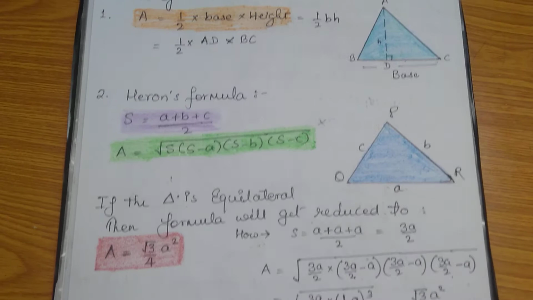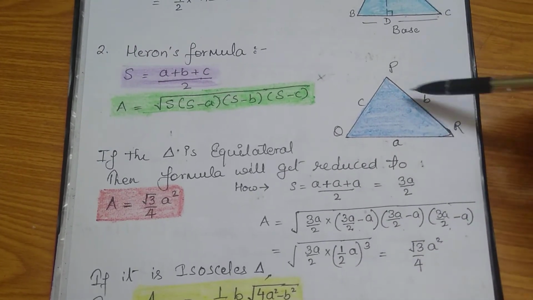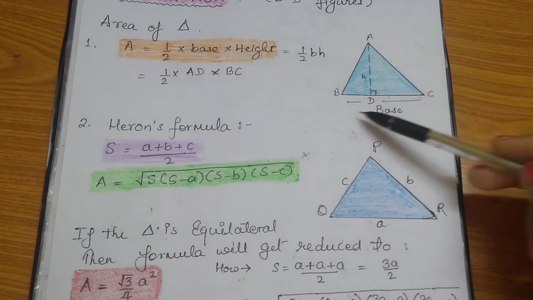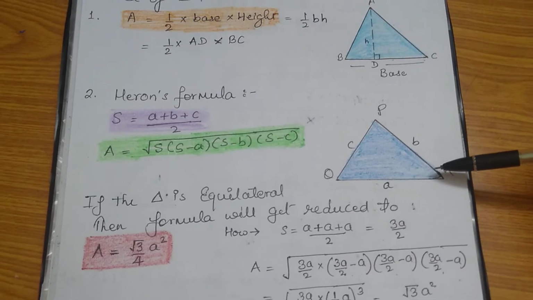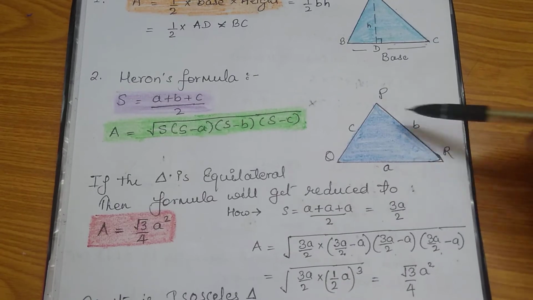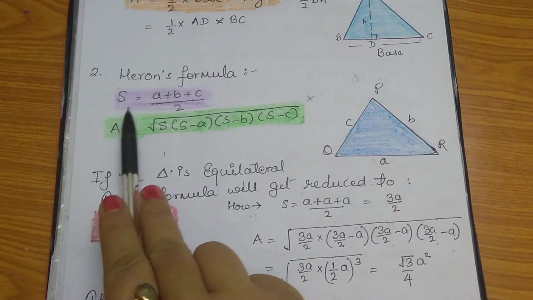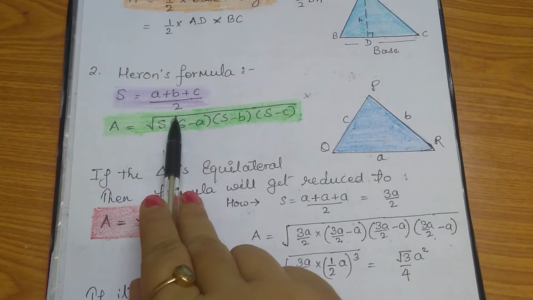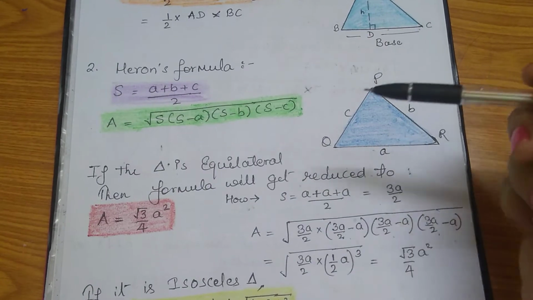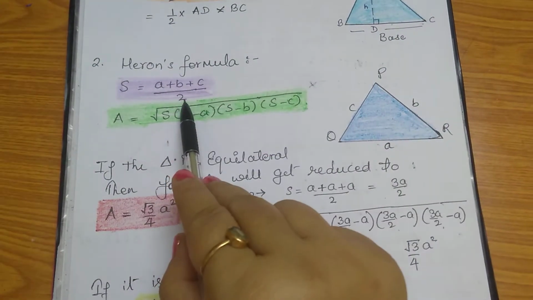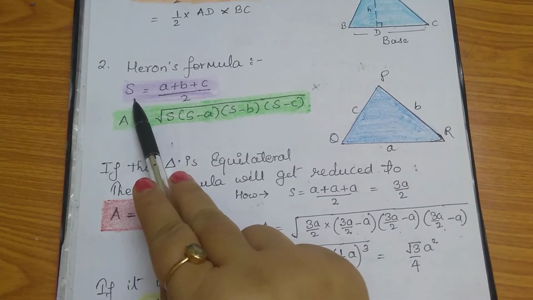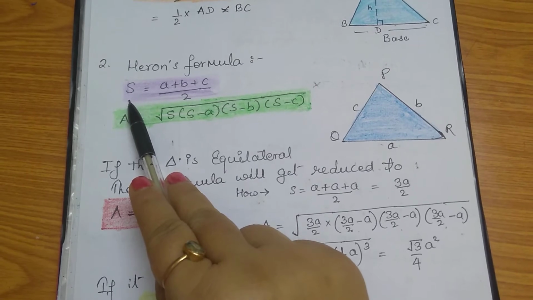And the second formula is Heron's formula, right? Where all the three sides are given to you. Here it was base and height, whereas here the three sides are given to you. So for example, if the triangle PQR has the sides A, B and C, first you will find S equals A plus B plus C upon 2, right? Now we know that A plus B plus C, the sum of all three sides, is actually the perimeter. And we have to do half of it. So that means semi-perimeter. That's why the name S comes. That is for semi, meaning half, right?